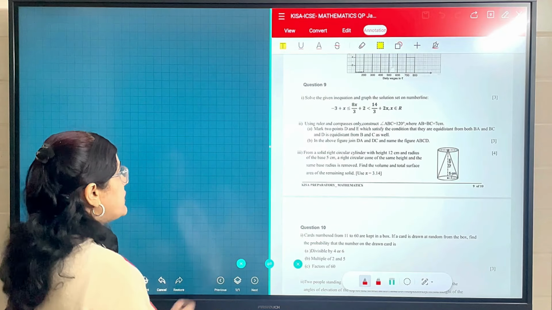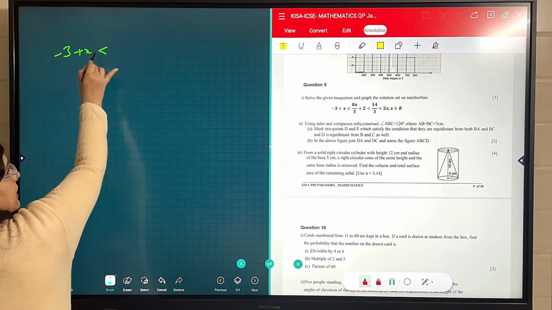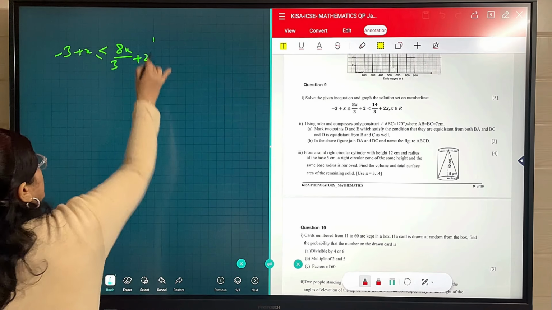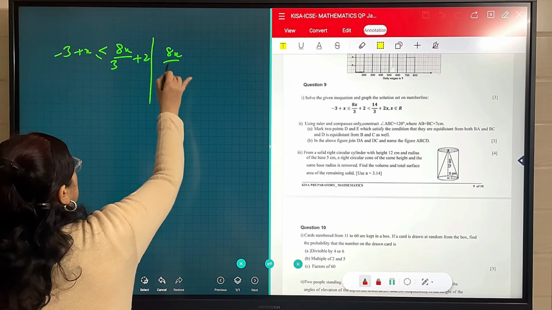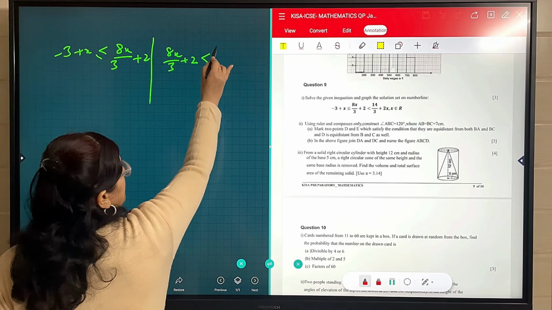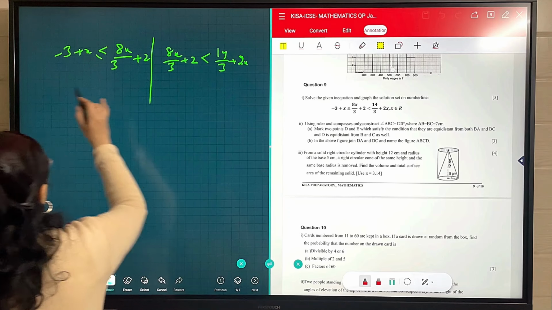Now question number 9, first part, from linear inequation. This is: minus 3 plus x is less than or equal to 8x by 3 plus 2. First half is this. Next is 8x by 3 plus 2, and this is less than 14 by 3 plus 2x, and x belongs to real numbers.